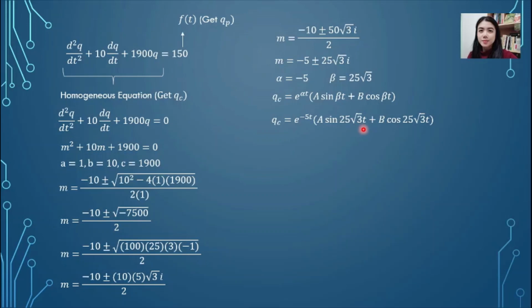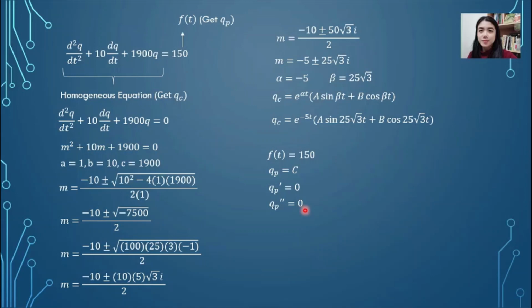So the next thing that you have to do is look at what we have for f(t). The f(t) is 150. So 150 is a constant. If you have a constant, it means that your qp is supposed to be a constant also. We let qp equal to constant c. So let's differentiate this qp. You will have a 0. You differentiate a constant, you will have a 0. Differentiate one more time, you will have a 0.